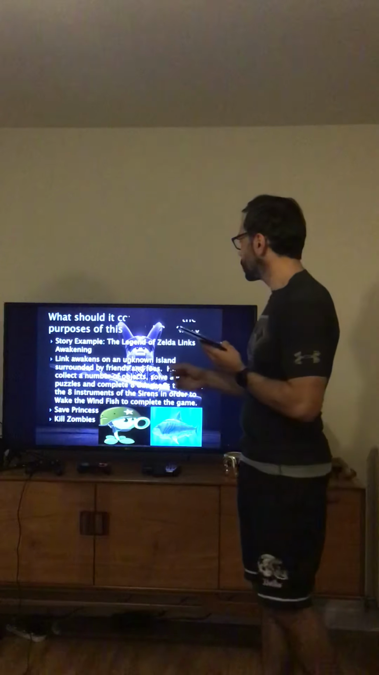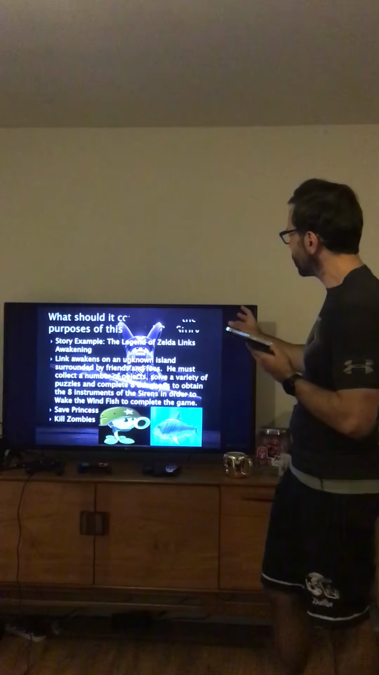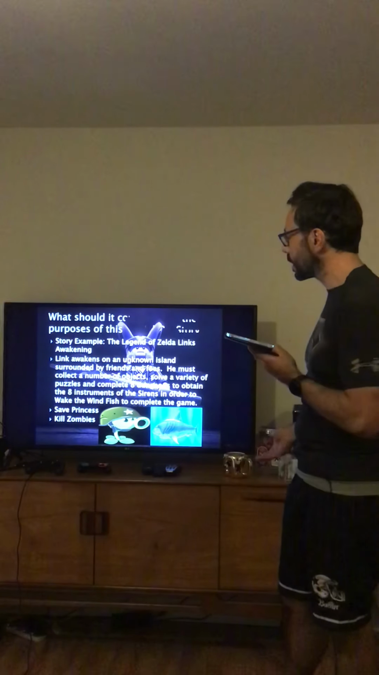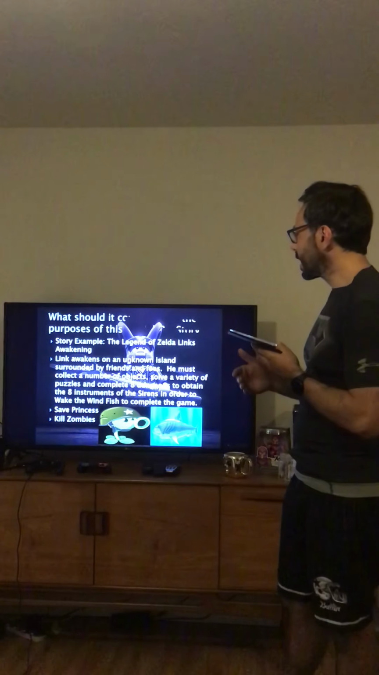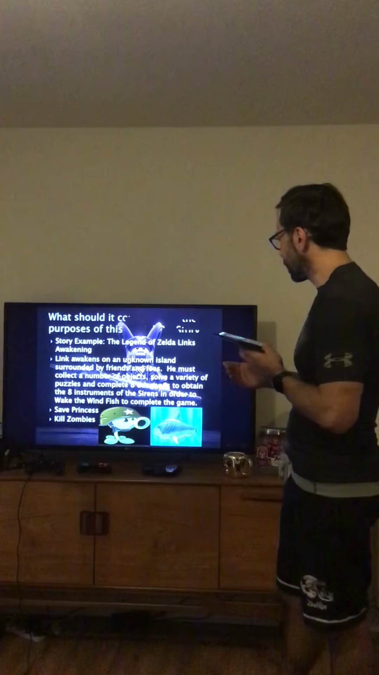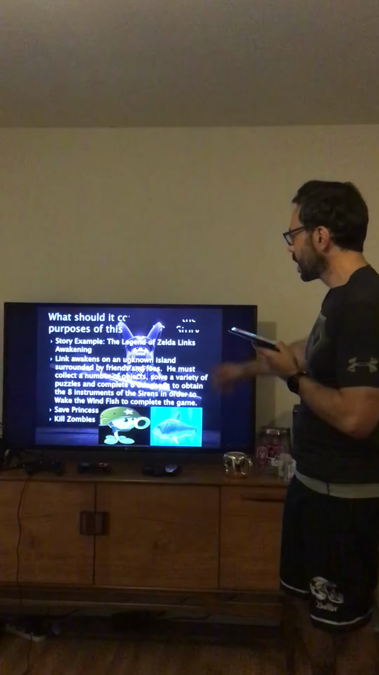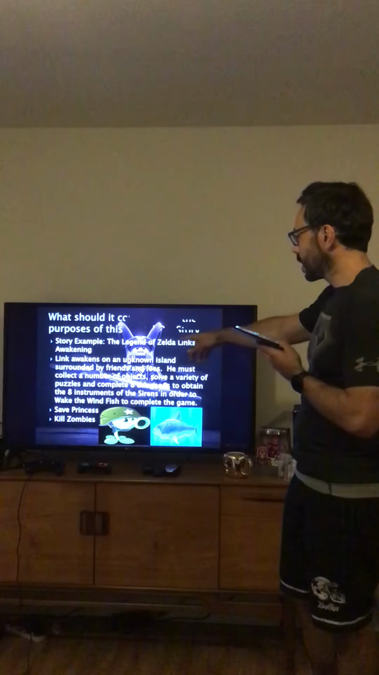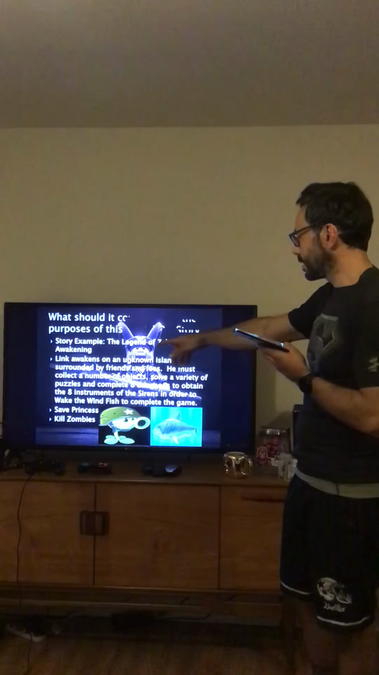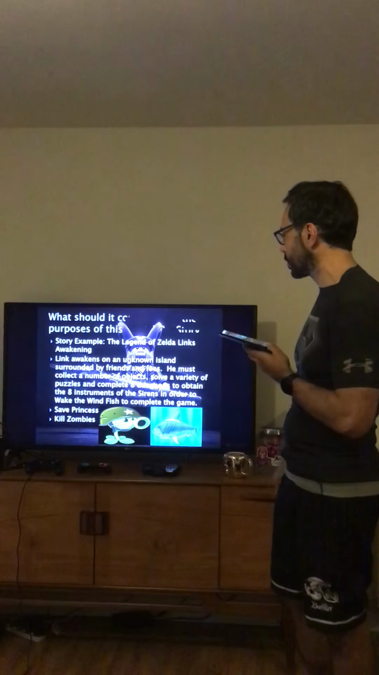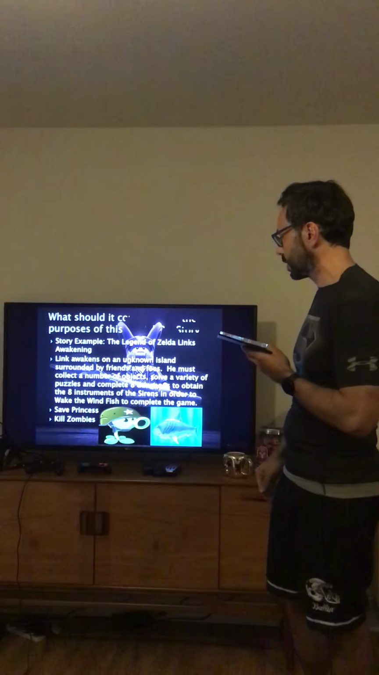Okay, so story example for, I don't understand what's happening to my slides, and I do apologise. Story example for The Legend of Zelda. Link awakens on an unknown island. This is Link's Awakening, which I've got for the Switch and the original Game Boy. Unknown island, surrounded by friends and foes. You must collect a number of objects, solve a variety of puzzles, and complete 8 dungeons to obtain the 8 instruments of the sirens in order to wake the Windfish to complete the game.